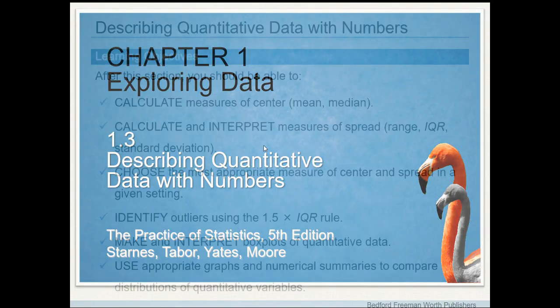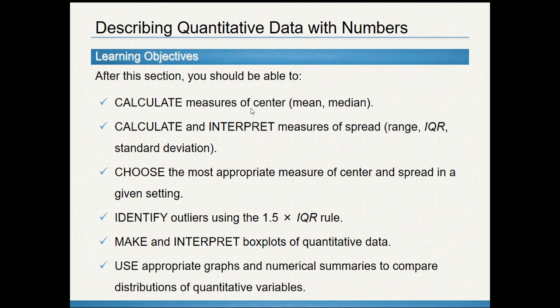Our objectives for this lesson: we're going to be able to calculate measures of center, which are the mean and the median. And we're going to calculate and interpret measures of spread: range, IQR, standard deviation. We're going to choose the appropriate measure of center and spread in a given setting. We're going to identify outliers using the 1.5 IQR rule. And we're going to make and interpret box plots of quantitative data. We're going to use appropriate graphs and numerical summaries to compare distributions of quantitative variables.